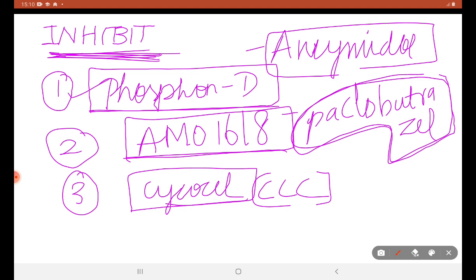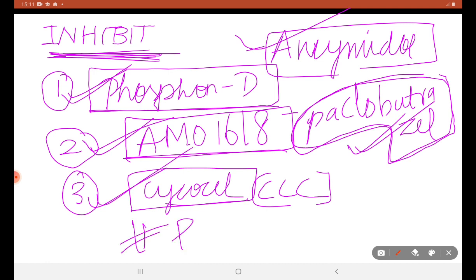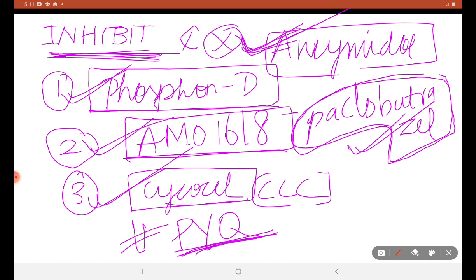It includes Phosphon D, AMO 1618, cycocel, CCC, ancymidol and paclobutrazol. These are the 5 components. These are asked in CSIR NET Life Sciences examination. That is previous year questions. So make a note of these components. Ancymidol is very important.